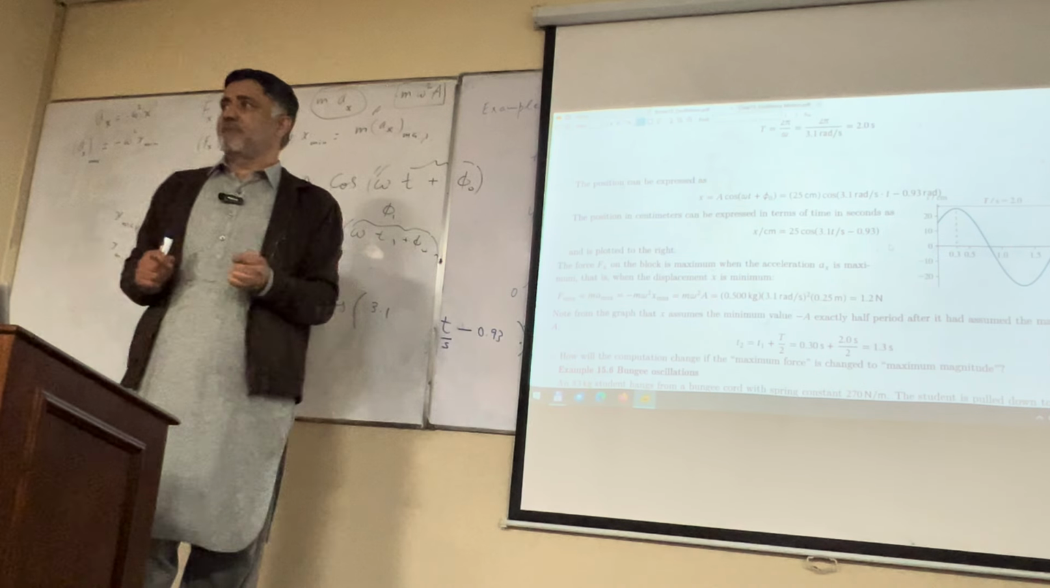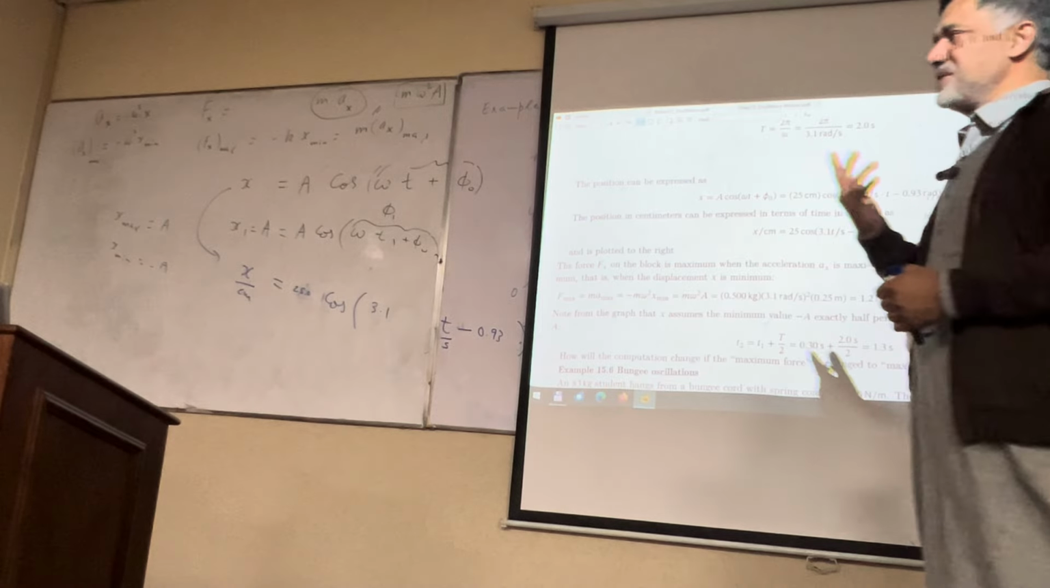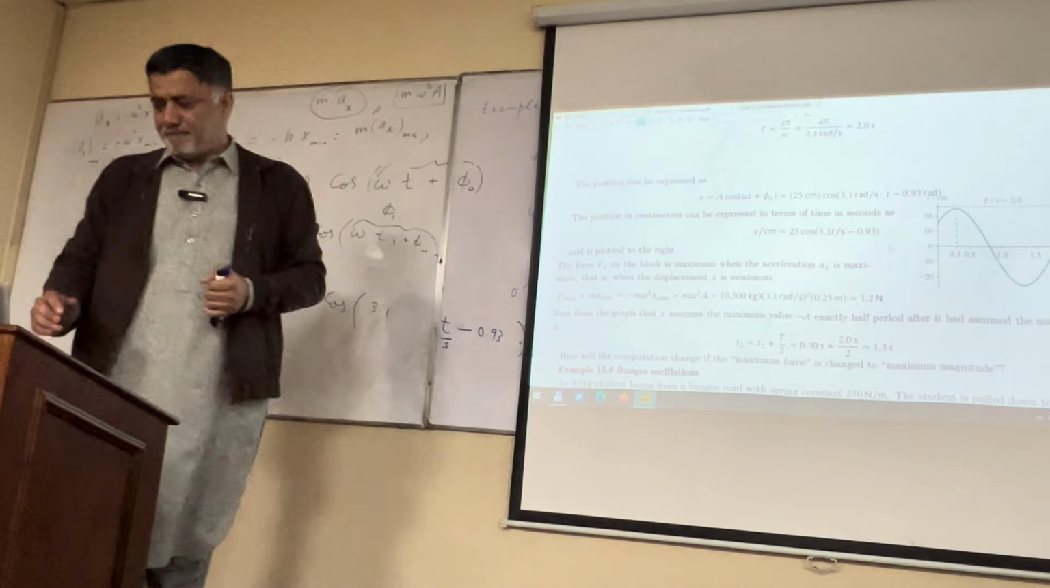But that's not the only thing we are asked. This is Fx at point 2, the force at point 2, labeled 2. So we also want to calculate T2. Yeah? So what is T2? Tell me.